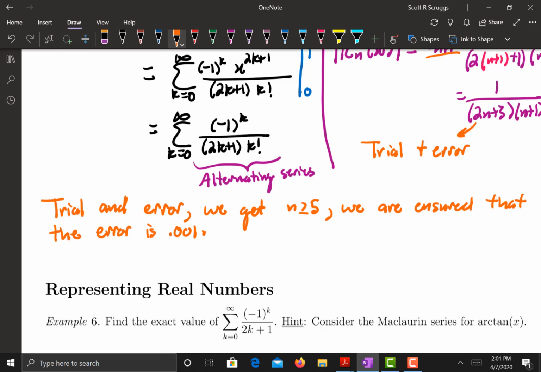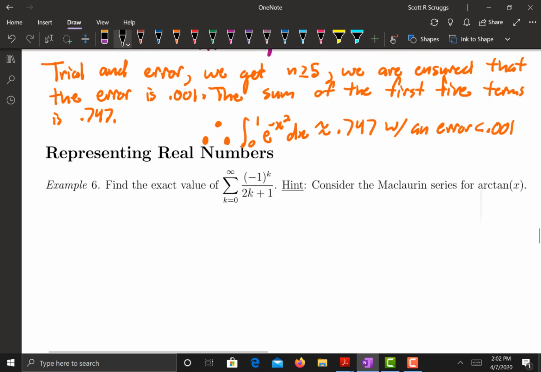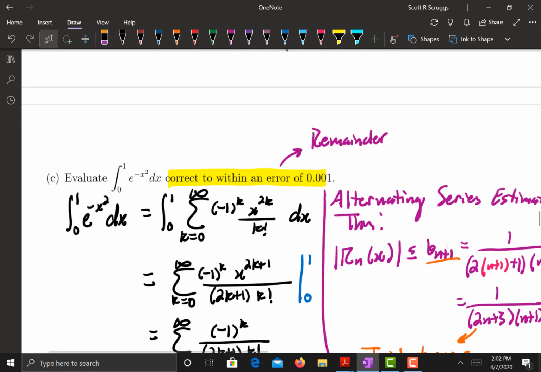If we add the partial sum that we have, we get that the sum of the first 5 terms is 0.747, meaning the following: that the integral from 0 to 1 of e to the minus x squared dx is approximately 0.747 with an error less than 0.001. And that's how we do that by approximating a definite integral.